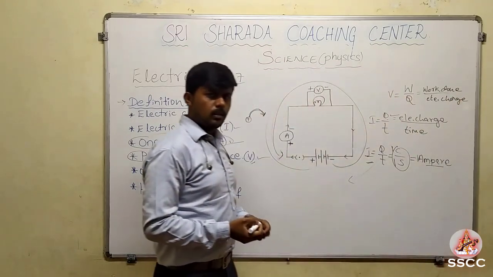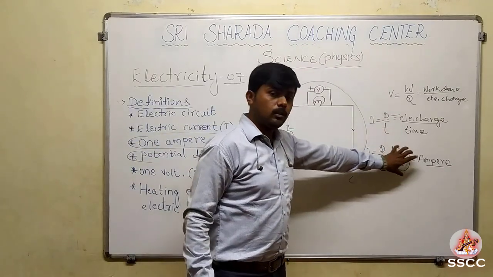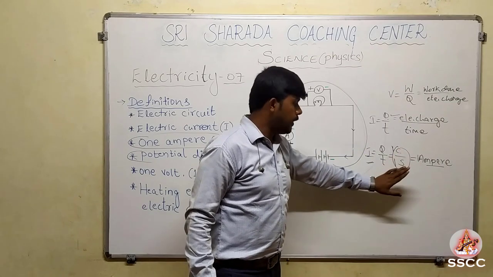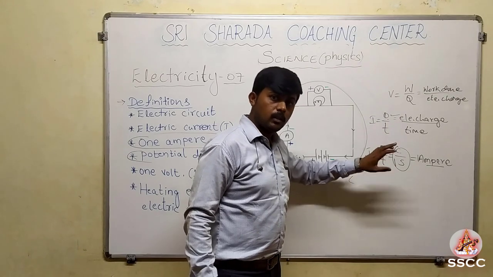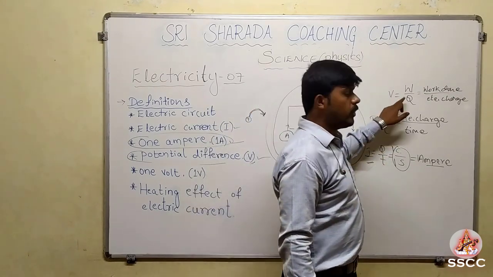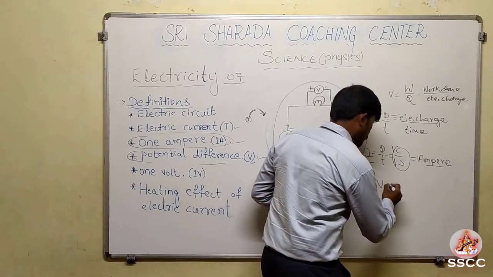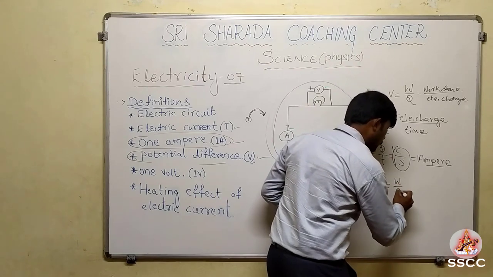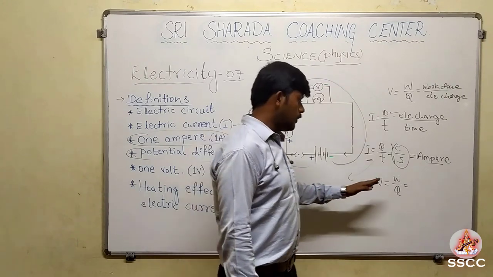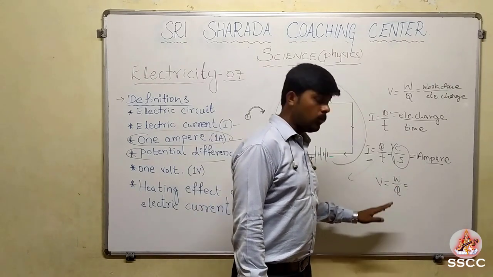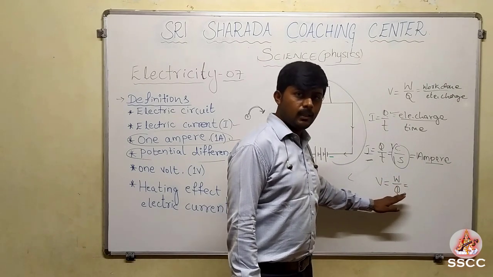Now, what is the SI unit of potential difference? As we discussed, we found the SI unit of electric current by substituting the units of the given physical quantities. In the same way, we can find the unit of potential difference also. How to find that? First write down V is equal to W divided by Q. W is work done in the numerator, and Q, electric charge, in the denominator.